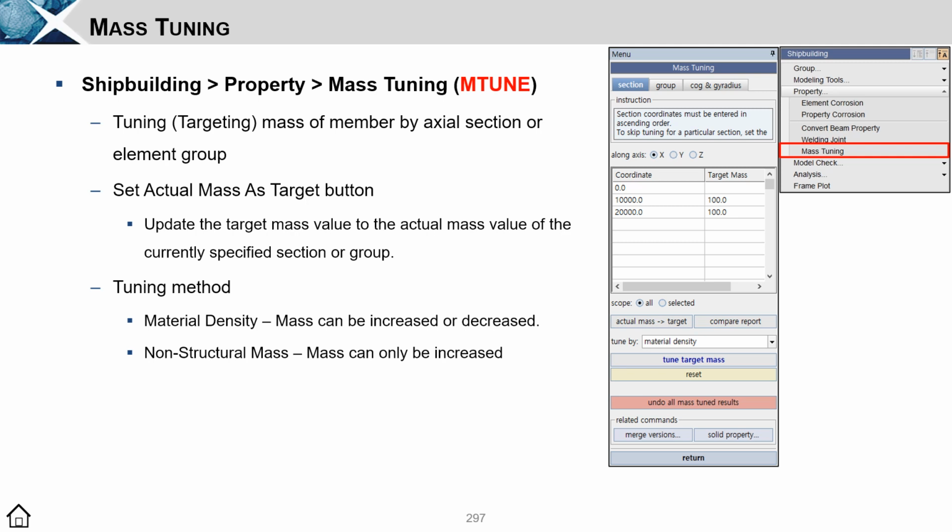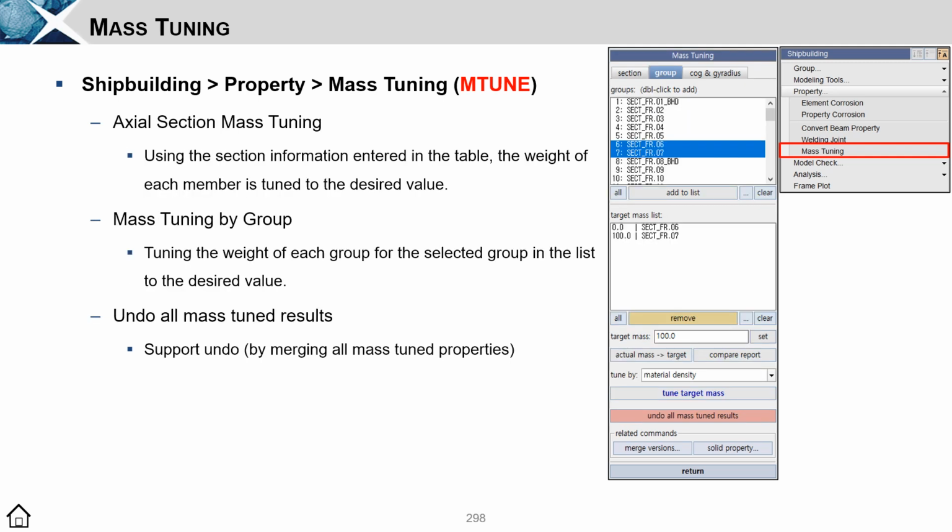You can use the mass tuning command to tune the member's mass by user-defined interval or element group. You can also adjust the center of gravity and center of rotation of the model. The Set actual mass as target command updates the target mass value to the actual mass value of the currently specified section or group. Tuning is carried out using material density and non-structural mass. Using the section information entered in the table, the weight of each member is tuned to the desired value.